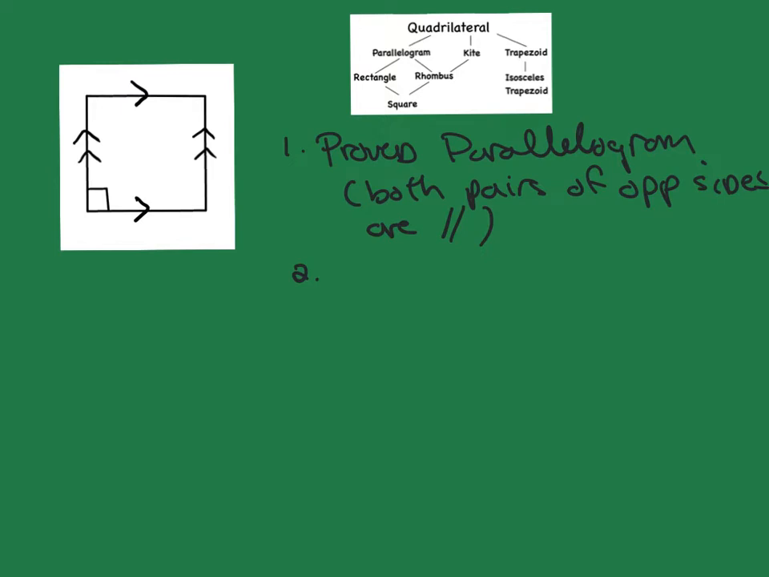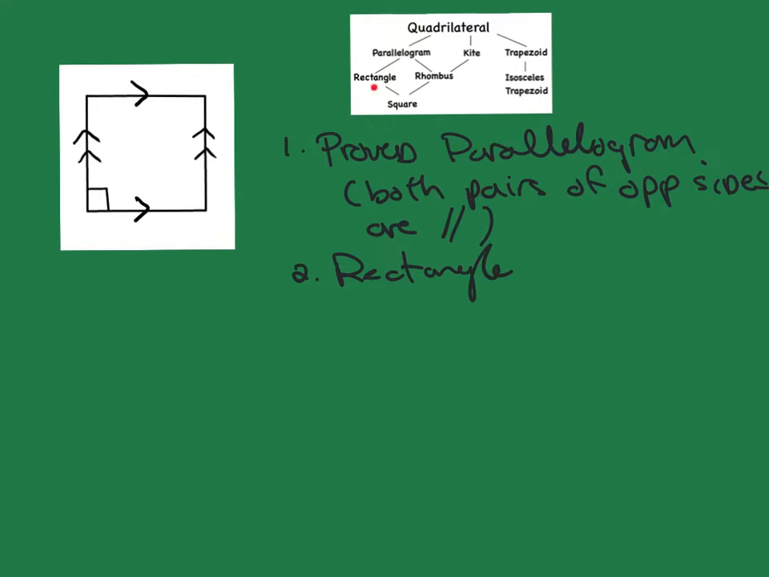Can we then move from the fact that it's a parallelogram to something like a rectangle or a rhombus? So looking at the diagram, we see that we have one right angle, and that was one of the methods of proving a rectangle. So we know that this must be a rectangle. Not only is it a parallelogram, but it's a parallelogram with one right angle, so it's a rectangle, and you're done.